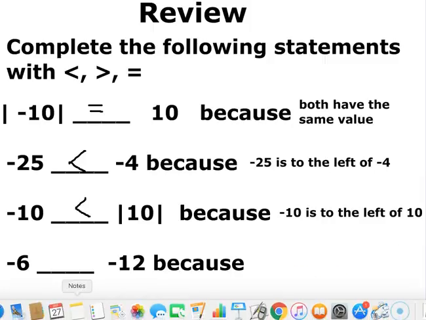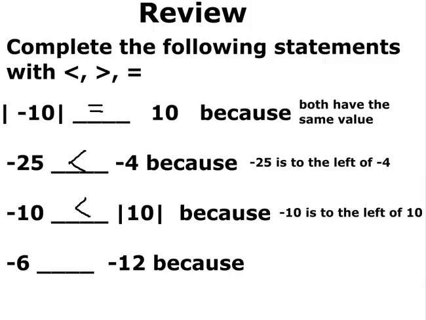And the last one, -6 is what? To -12 because, and this one we're going to go with Paulette. Share what you and your partner talked about. And if you said -6 is greater than -12 because -6 is to the right of -12, and the further you go to the right, the greater the value of the numbers, then you are absolutely correct. Good job.